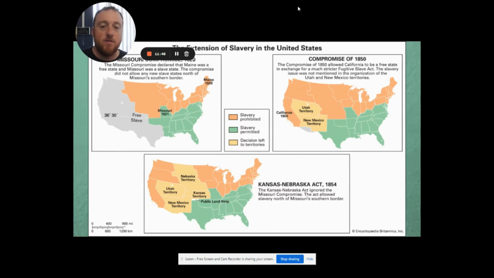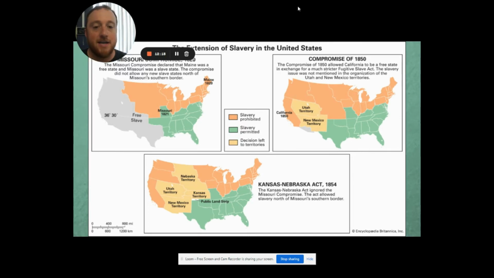So you see the map that's right below my little circle bubble here is the Missouri Compromise of 1820. You can see where slavery is permitted. That's the green. Orange is slavery is prohibited, means it's not allowed. And then the tannish yellow is where they say the decision is left up to the territory. So this is a really good map to pause and look at to understand how things are changing due to this idea of popular sovereignty.